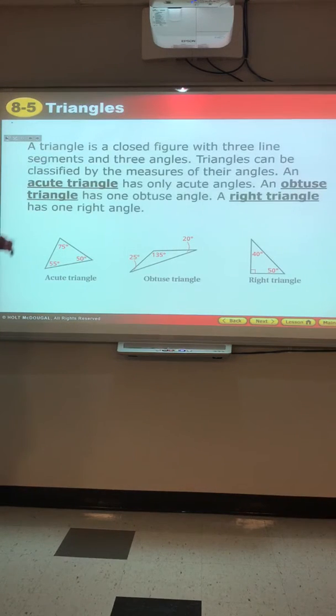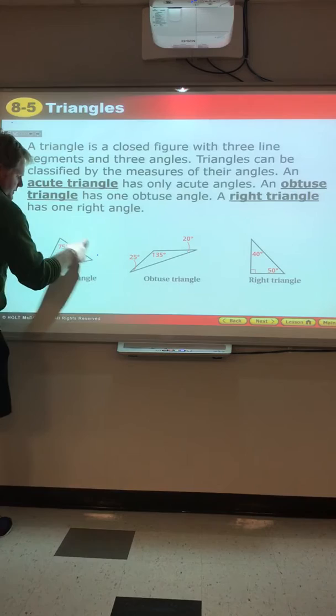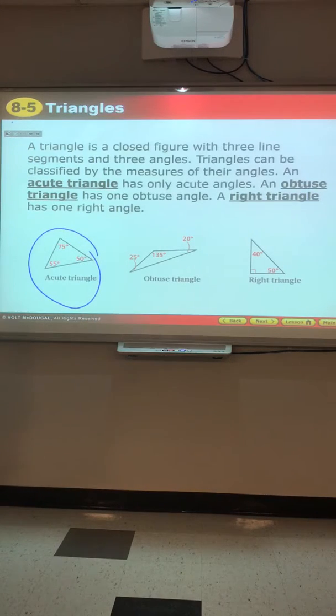A triangle is a closed figure with 3 line segments and 3 angles. You probably knew that. Triangles can be classified by the measures of their angles. That's what we're going to look at. An acute triangle has only acute angles. Acute angles are less than 90. Every angle in the triangle must be less than 90. It is in this case.